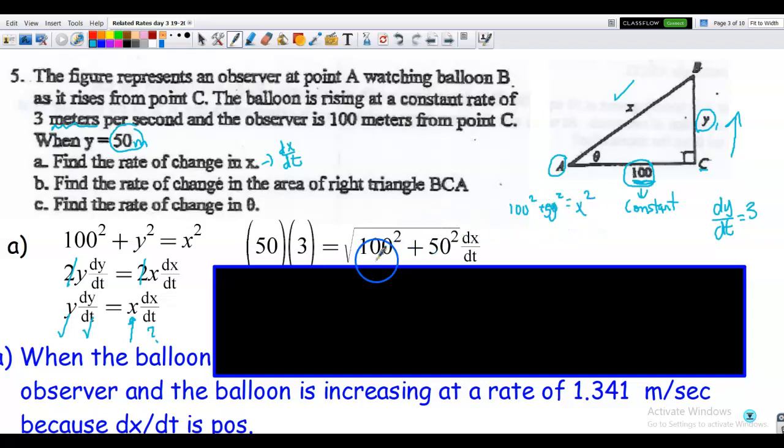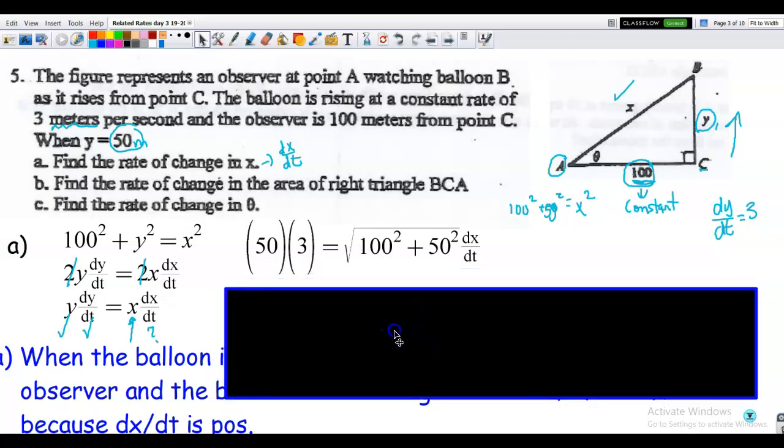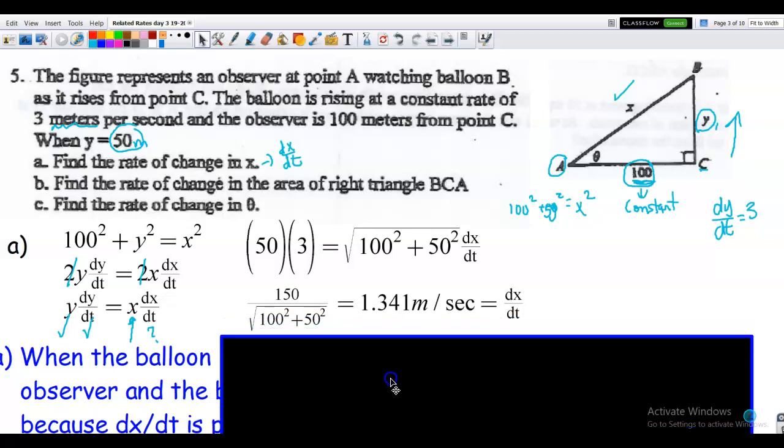So x is equal to the square root of 100 squared plus 50 squared. The dx/dt is not under the radical, and I'm leaving that exact until the very end. So 50 times 3 is 150, and I'm going to divide by that radical. And now, since I'm in the very last step, I'll use my calculator to change that to 1.341.